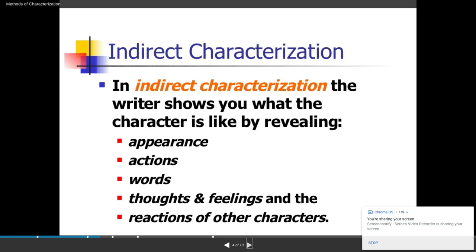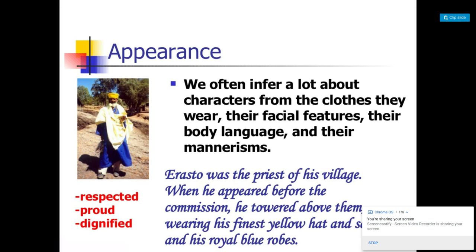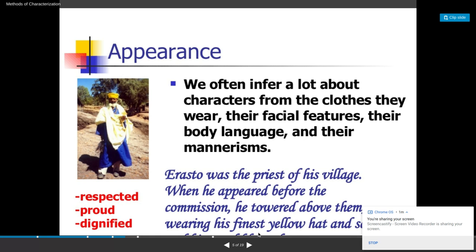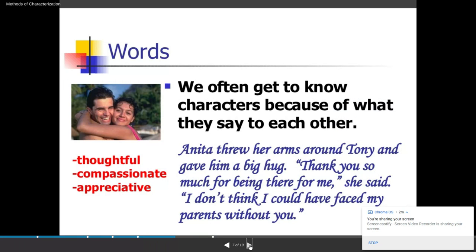There are two types of characterization. You have indirect. You look at their appearance, what they do, what they say, their thoughts and their feelings, and the reactions from other characters around them. And then there's direct. So for the indirect, we have appearance, whatever a person wears or looks like, or their body language, how they move, may tell you something about that person. You have actions, what they do. Again, if I threw that snowball at my sister, you may say, well, he's a jerk, or he's rude, or he's potentially playful. That was based on my actions. My words, obviously what I say or what a character says to another, will help you understand what they're like as well.